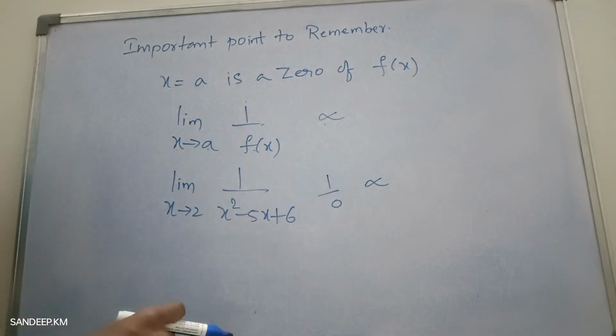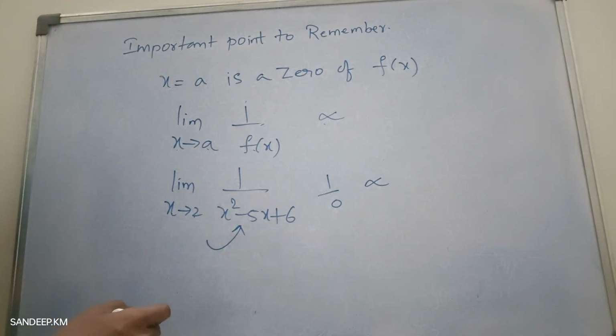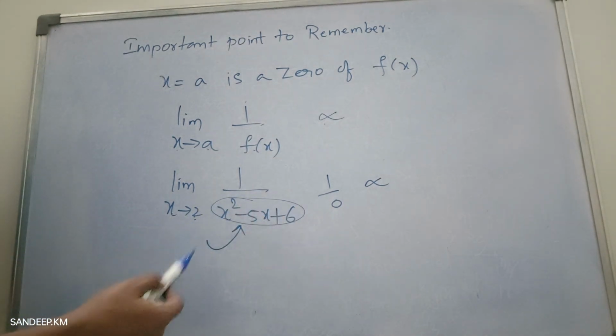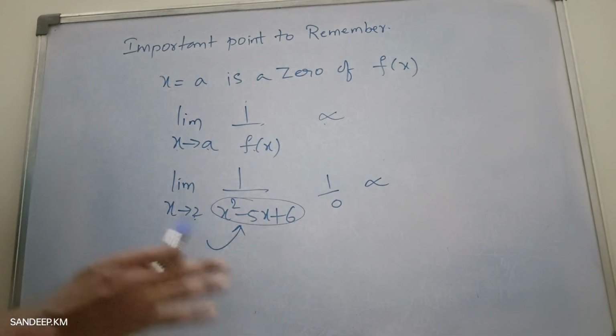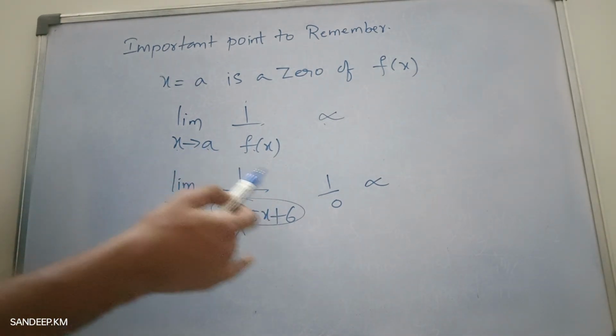But the problem is that x is equal to 2 is actually a factor, actually a 0 of this polynomial, x square minus 5x plus 6. Correct or not? In place of x, if you substitute 2, the denominator value will be 0. Then you cannot directly find the limit. You are supposed to find the left hand limit and right hand limit.